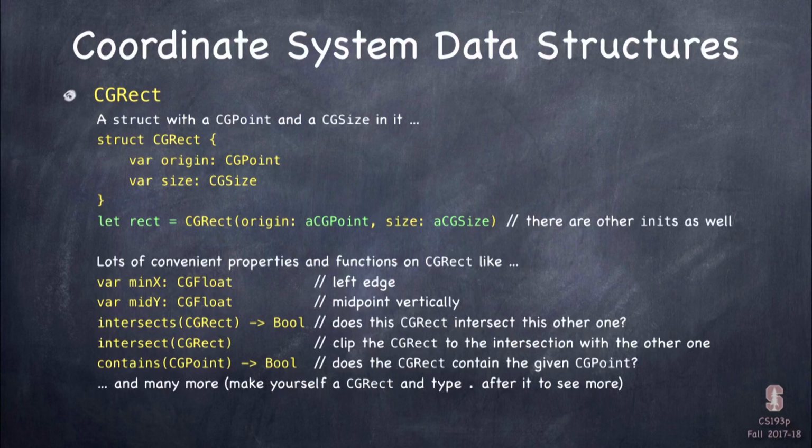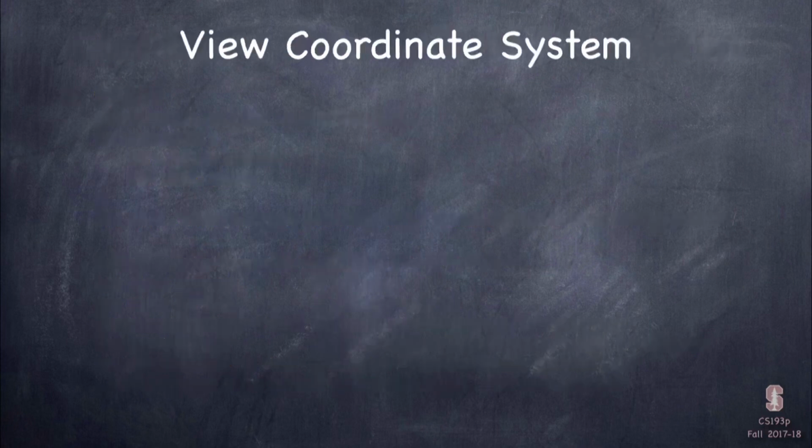And actually, you're going to see in the demo that I do on Wednesday, I even extend CGRect to add five or six more little convenience functions because CGRect turns out to be so important in all the code that you write when you're doing drawing. Okay, so now you know those four types. Let's talk about the coordinate system we're going to be drawing in here.